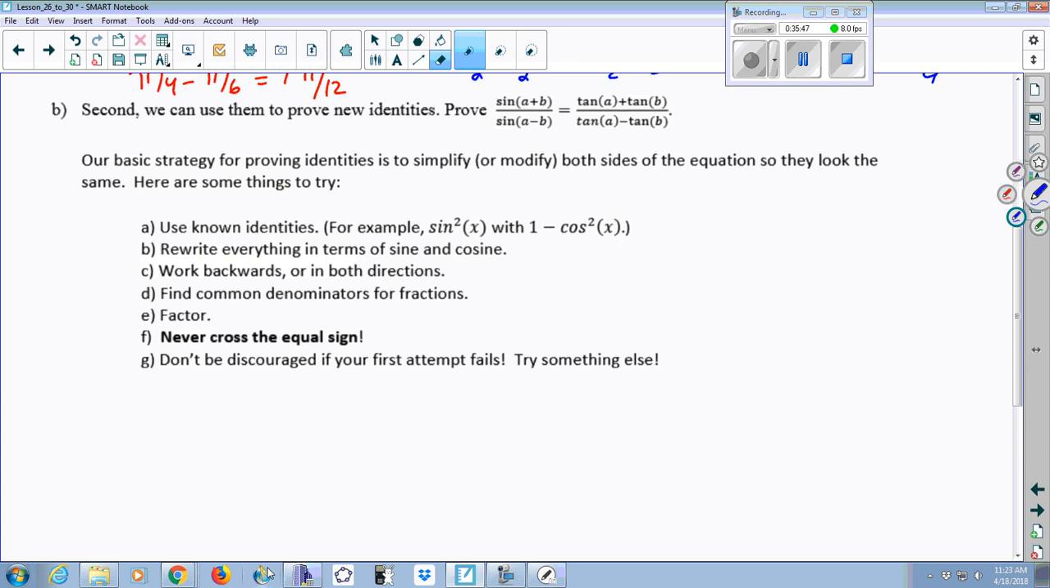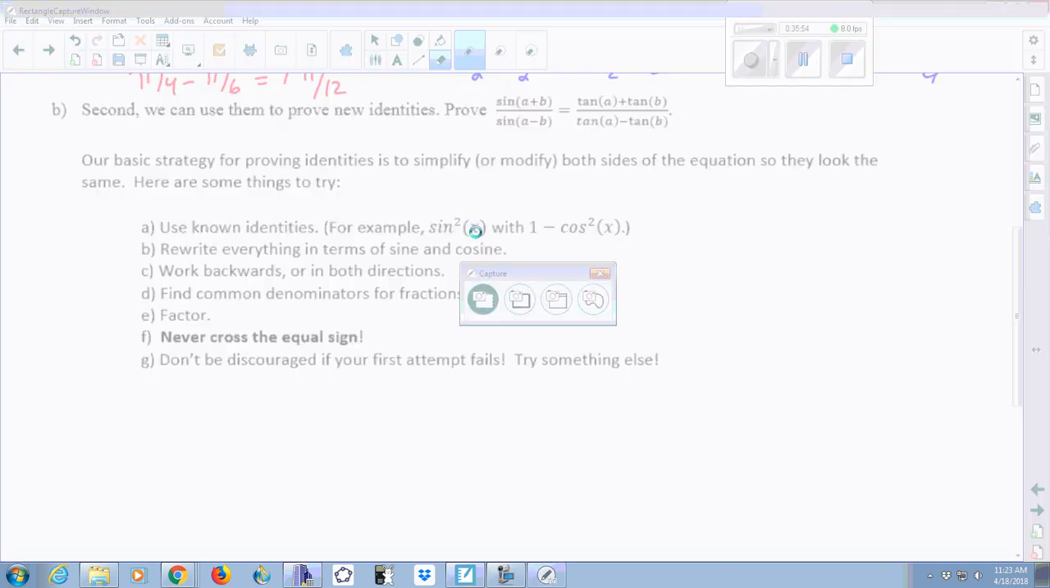And then these last two. So we're going to prove this identity right here. Okay, we're going to prove this identity. So I'm going to take a picture of it and put it on a separate page.